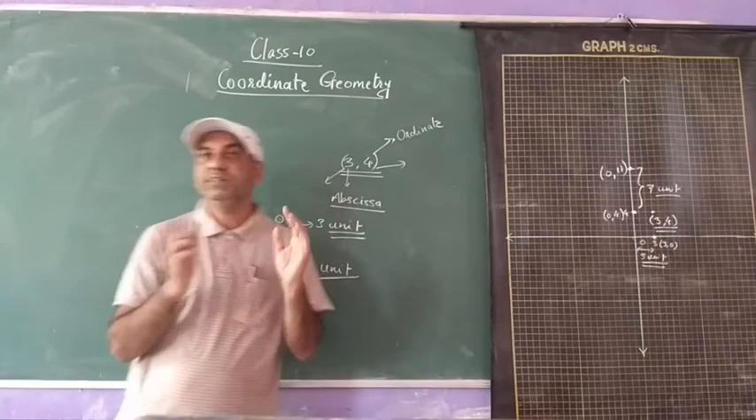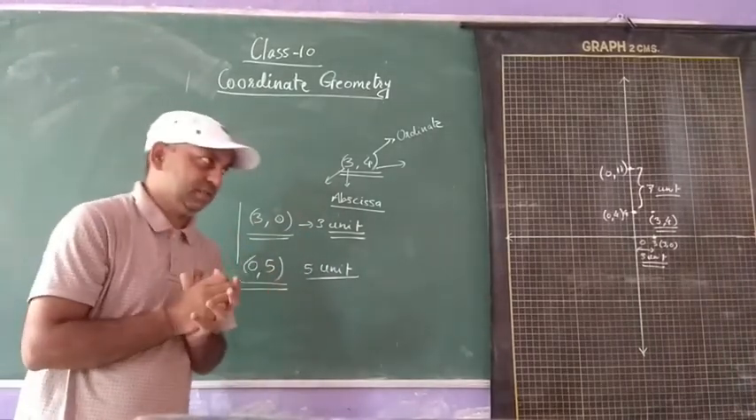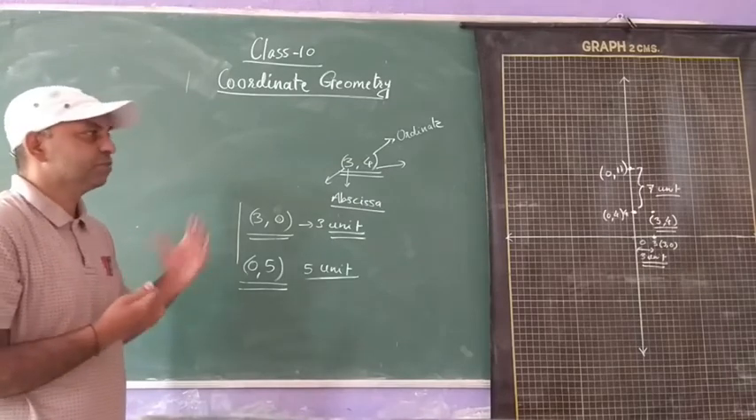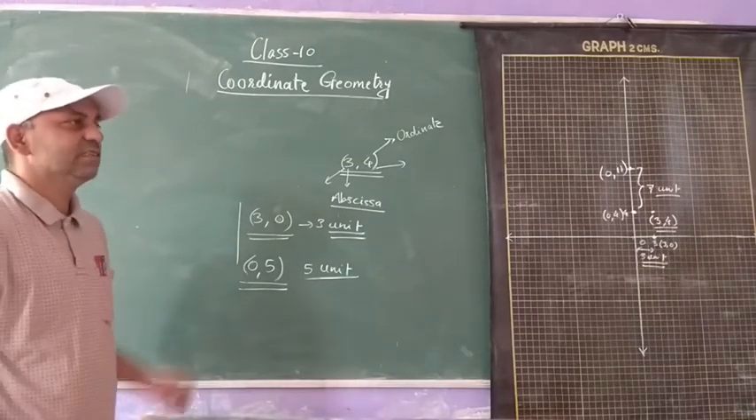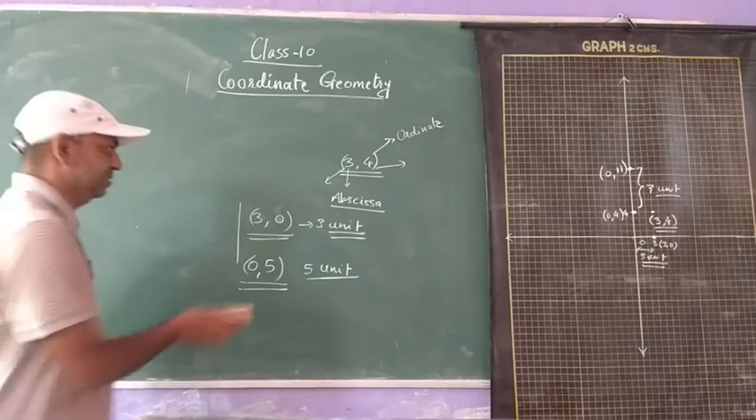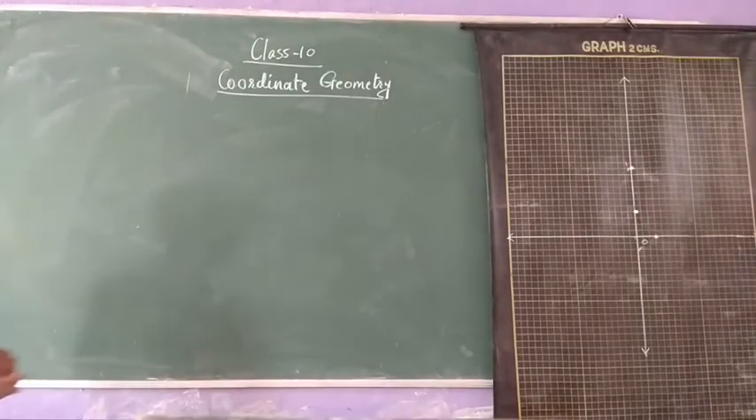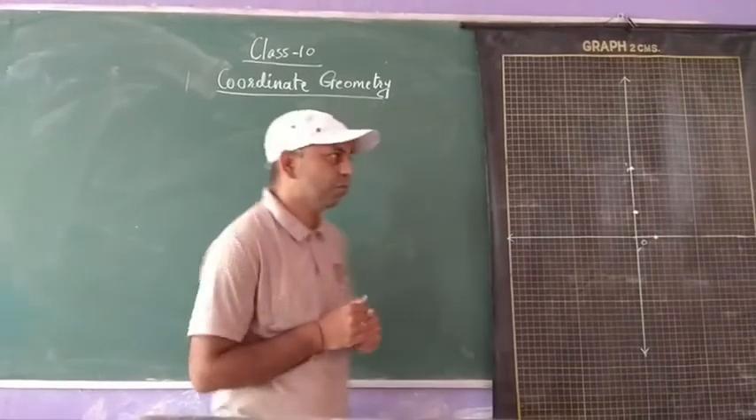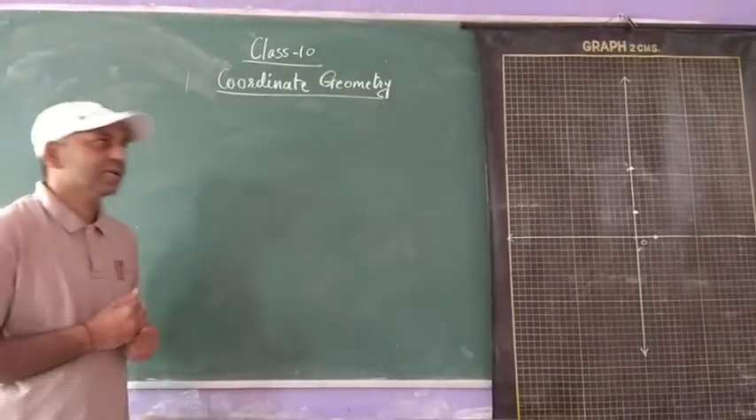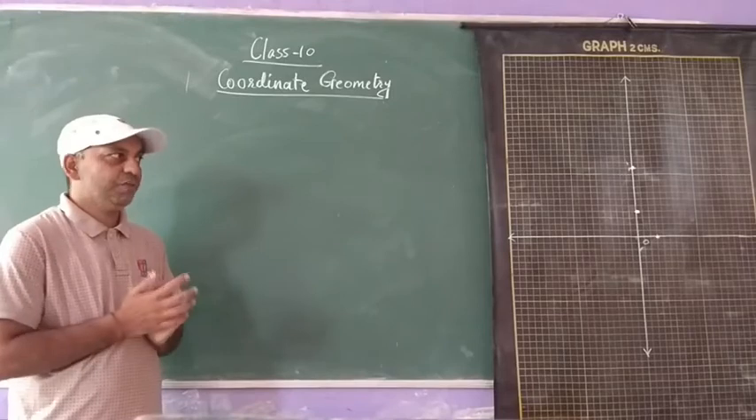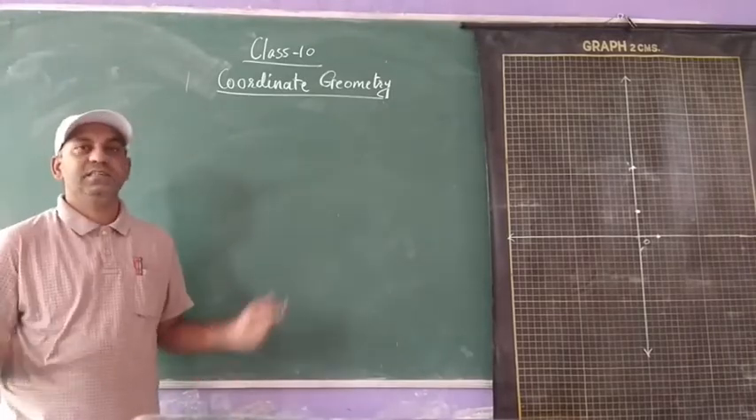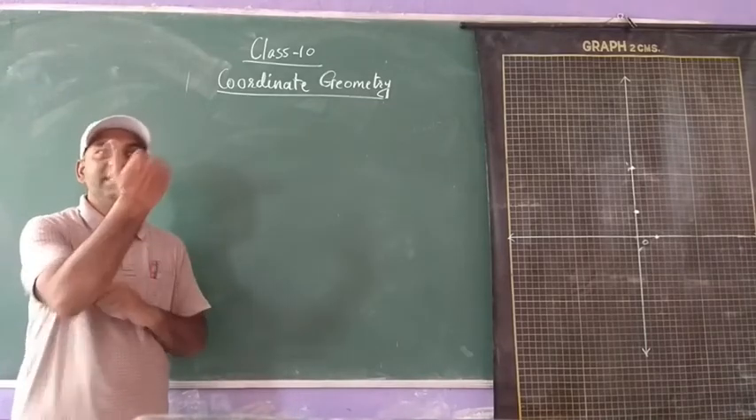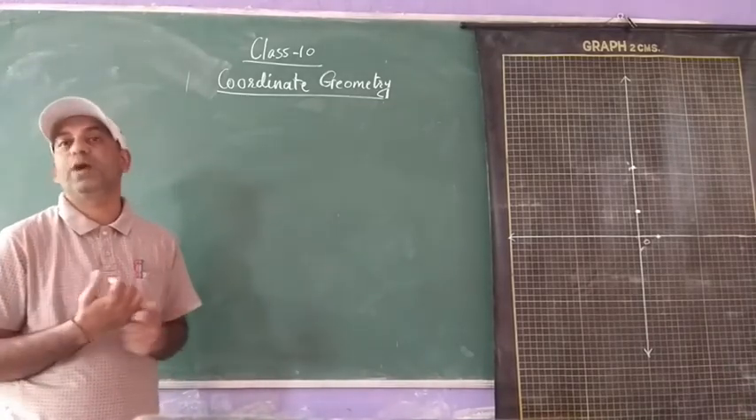But when the points are given in any quadrant, how can we find the distance between these two points? Let us discuss the distance between two points when the points lie in any quadrant. So we have to derive here the distance formula. By this formula we can easily find the distance between any two points.